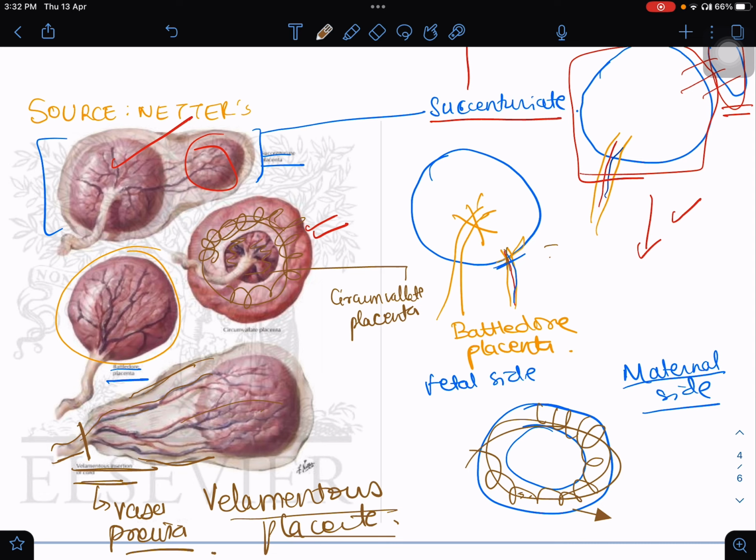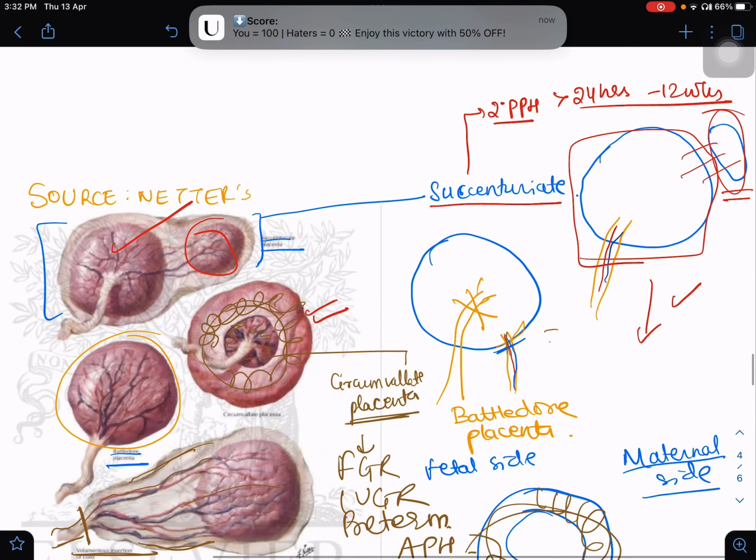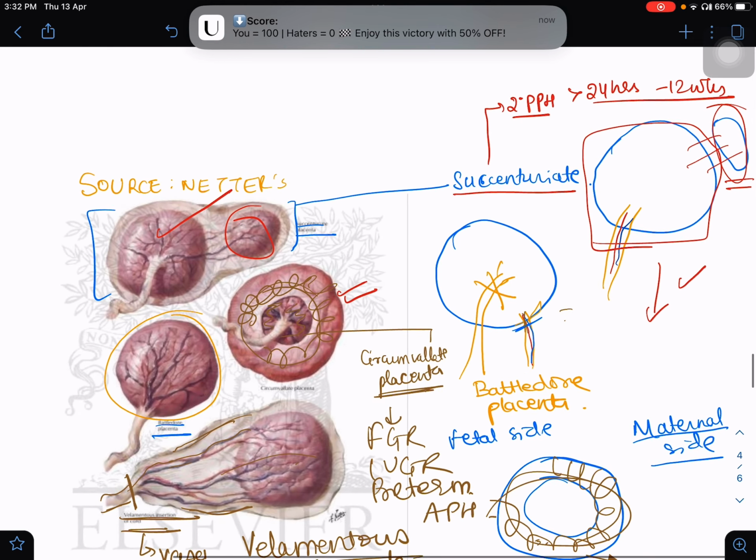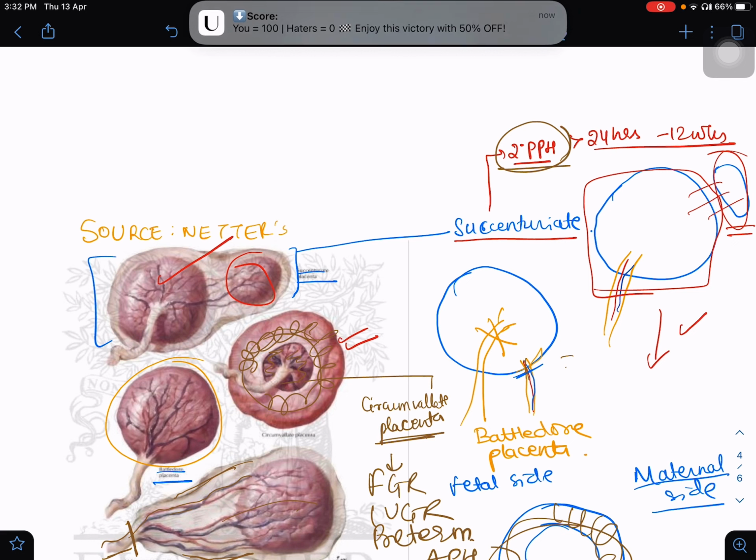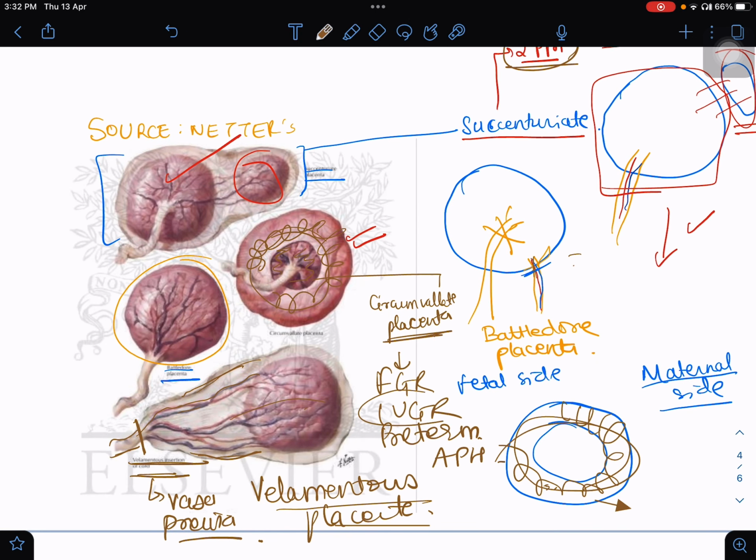Besides that, the circumvallate placenta is associated mostly with FGR, like IUGR patients, and preterm births, and also in some cases APH. These are the clinical significances of the different types of placenta. Bilobed or succenturiate can lead to secondary PPH. Circumvallate is mostly associated with IUGR. And velamentous placenta is associated with vasa previa. These are the clinical correlations of these placental variations.